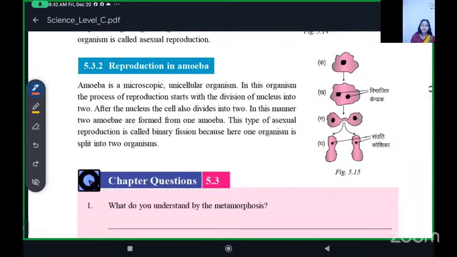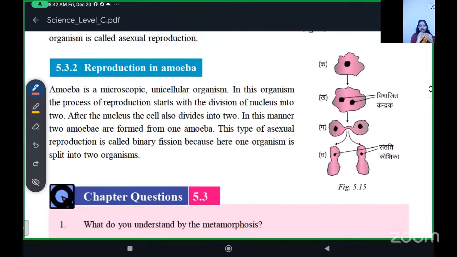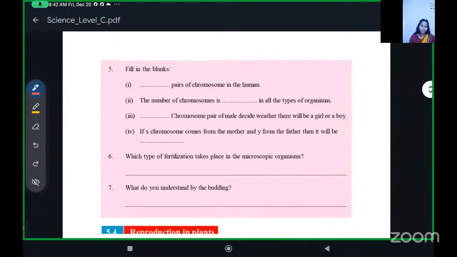Similarly, in amoeba, it divides its cell into two. It elongates and splits, making two amoeba. Then again the two amoeba elongate and split, making again two amoeba each. So it becomes four amoeba out of one, and then it keeps on dividing like that. So that is how reproduction in amoeba takes place. Again, both of them are asexual reproduction.